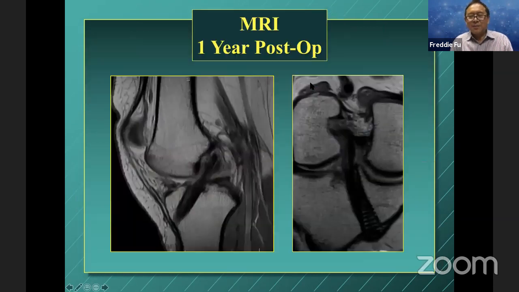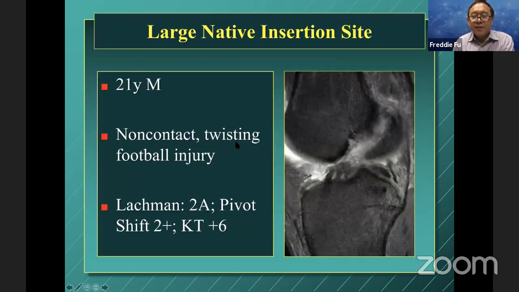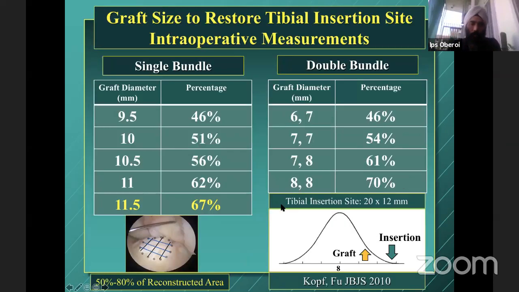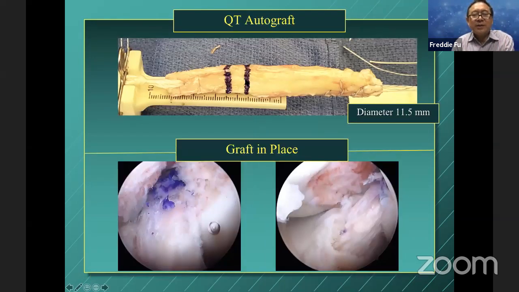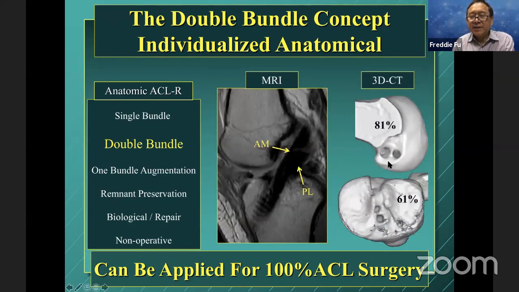We make it smaller. Look at the MRI and look at her motion. You get minus 15 hyperextension. If you put an 8 in, she will not get her hyperextension back. She's now 5 years post-op, no problem. This is a very big ACL, very big size. Look at it right here. So we did a big single bundle 11.5 quad tendon here. And you can see, and this is another big one, double bundle with a hamstring, double bundle right here. And you can see the CAT scan, 61%.